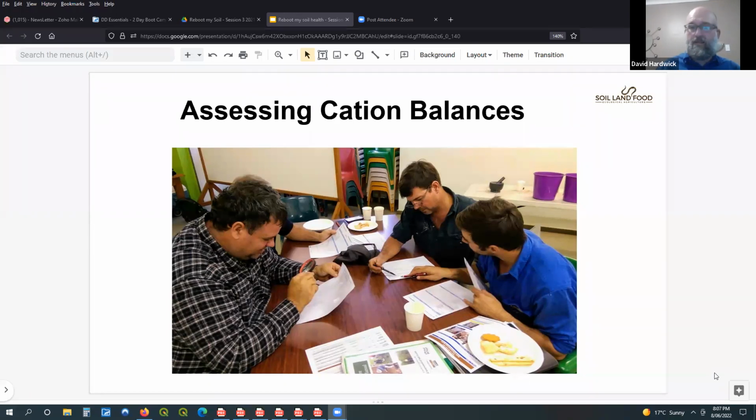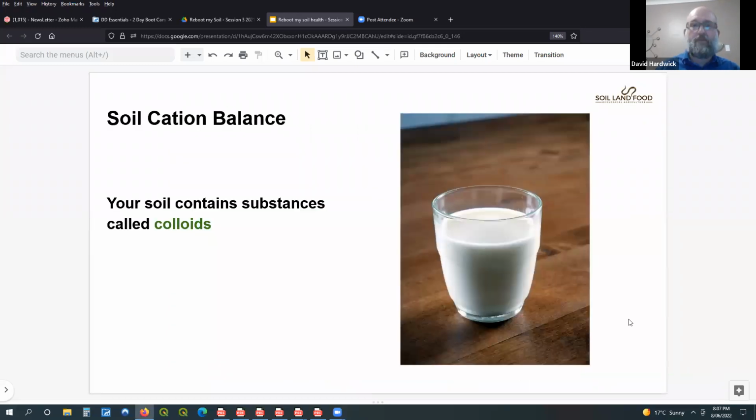So the key thing about your soil is not only does it have organic matter and life in it and roots and pore spaces and all that sort of stuff, it contains something called colloids. Now, colloids are sometimes seen as a bit mysterious, but they're not really. So here's an example of a colloid for you. It's milk. So the question is, what is the main ingredient that you buy when you buy milk? What is actually the main ingredient you buy?